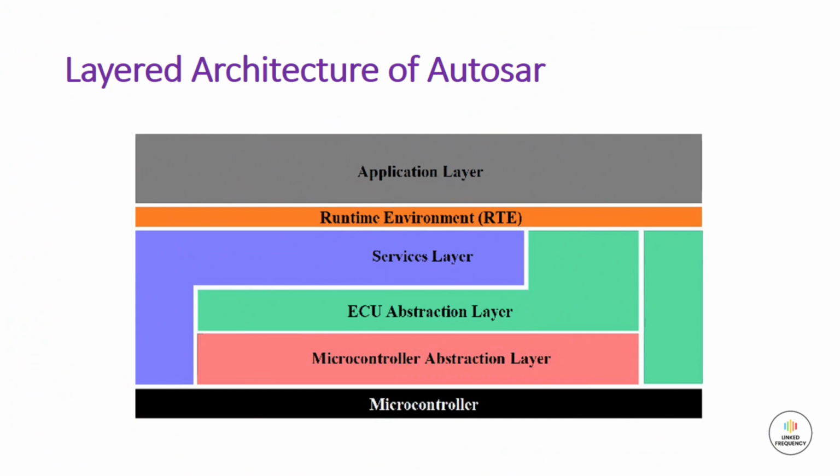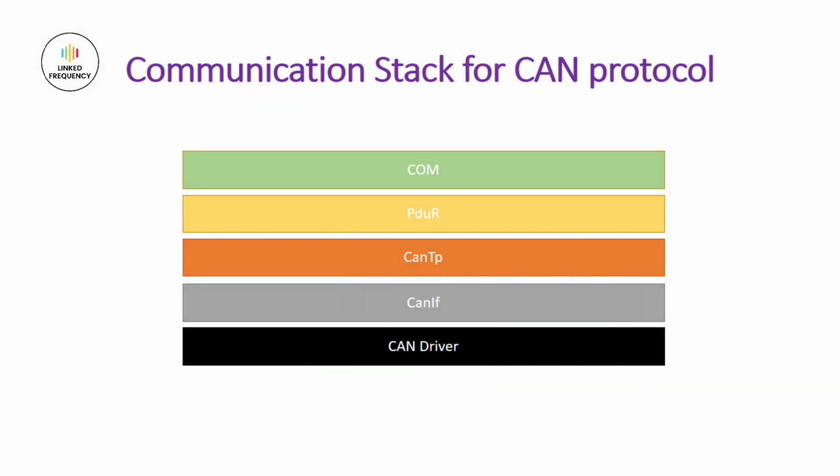The layered architecture of AUTOSAR was discussed in detail in our previous video. Now, let us discuss the AUTOSAR communication stack configuration with respect to the CAN bus protocol. The communication stack with respect to the CAN protocol consists of the AUTOSAR COM module, PduR router, CAN state manager, and CAN transport protocol from the service layer, CAN interface and CAN transceiver driver from the ECU abstraction layer, and lastly, the CAN driver from the MCAL layer. The screen represents the communication stack of the CAN protocol.